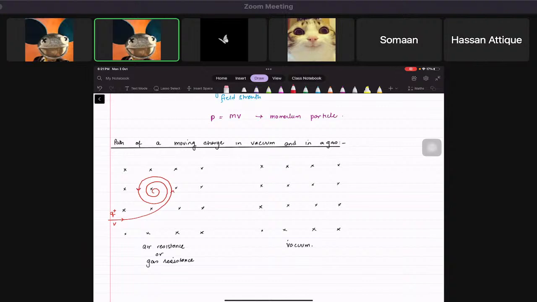However, if this was in vacuum and the field is there, then the positive charge, whatever charge it is, is going to continue moving in just one big circle forever, because it is not going to lose its speed, and now there's nothing to defy it, and that's why it's just moving in a circle. Is it clear, everybody?